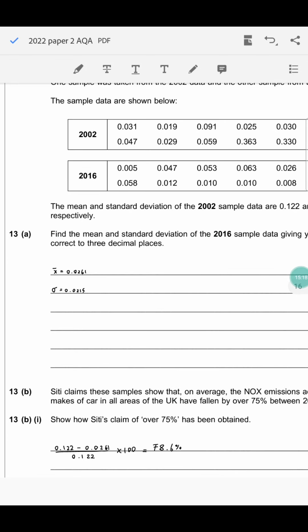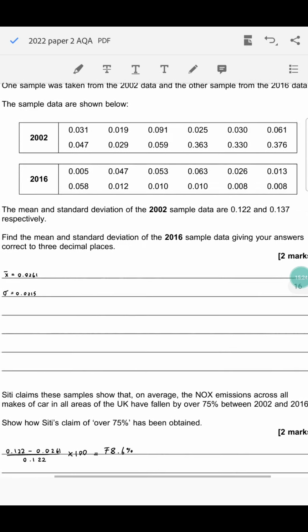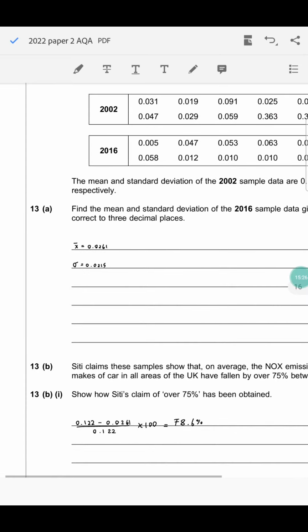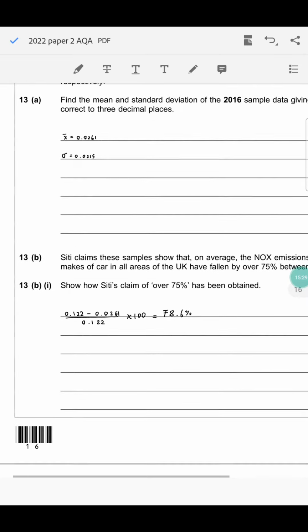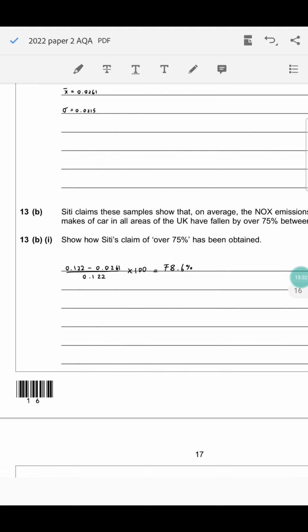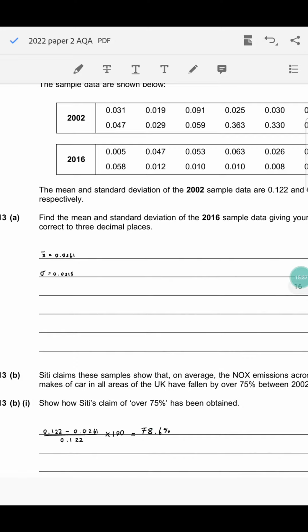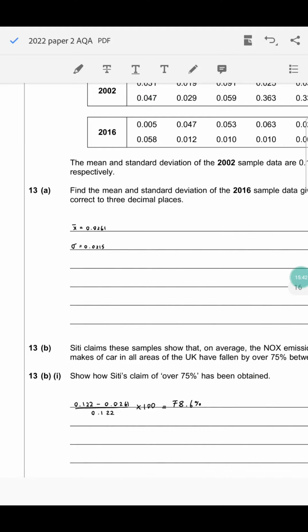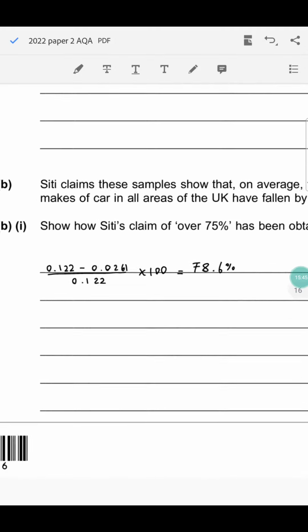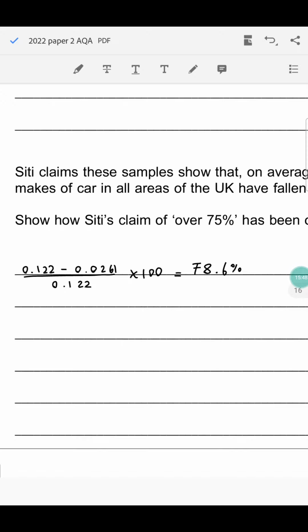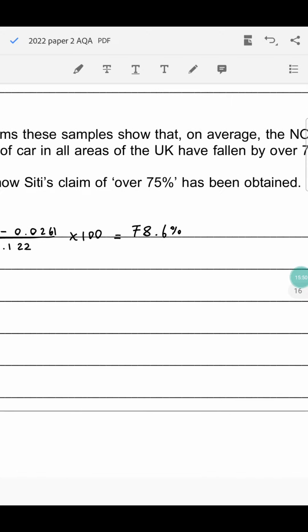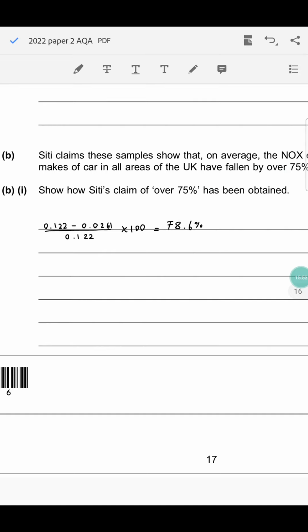Now with question 13a, we just find the mean and standard deviation. We can just plug all of this into our calculator, the list function, and then you should get your mean and your standard deviation. For 13b, what we need to find is the difference in the mean from 2002 and 2016, and then we divide it by the mean from before, which is 2002, and then we multiply it by 100 to get the percentage, which is 78.6%. And we need to show that Citi's claim of over 75% has been obtained.